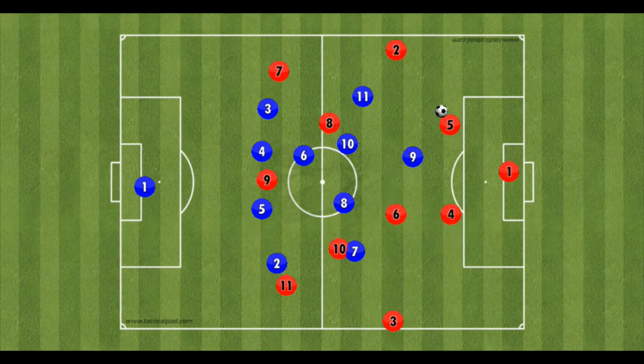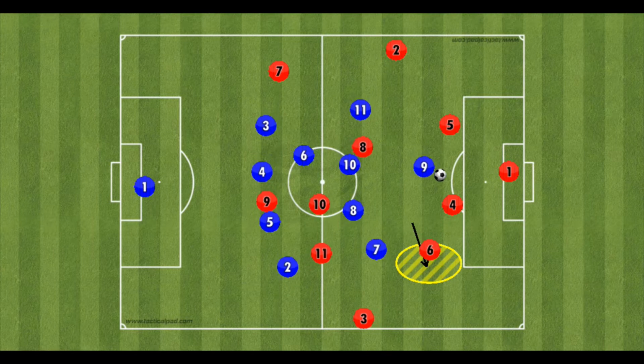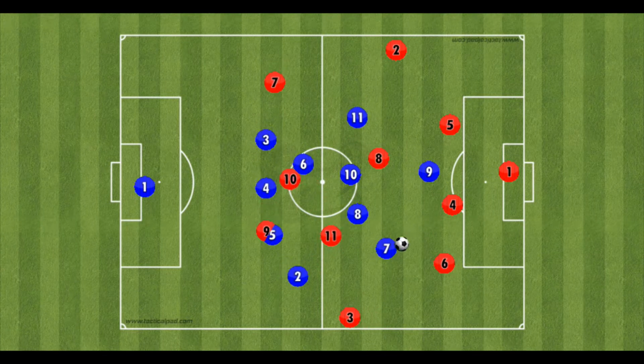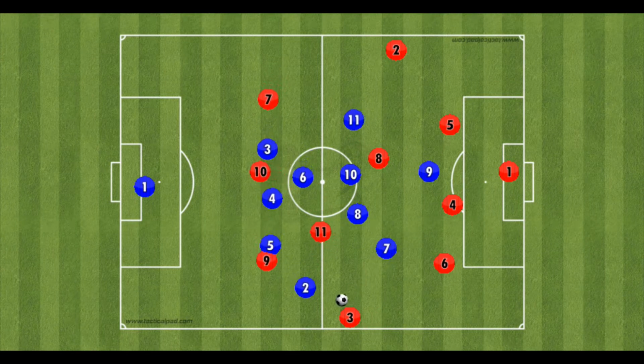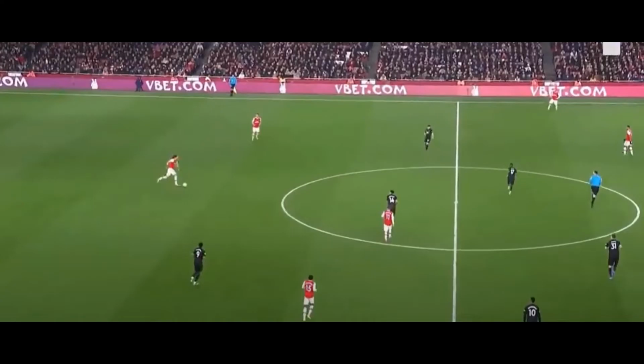The main aim of rotational movement is to make the opposition make a decision. Do they follow their player? Do they switch the player they are marking? This creates indecision and miscommunication in the opposition's defensive structure, resulting in space created.